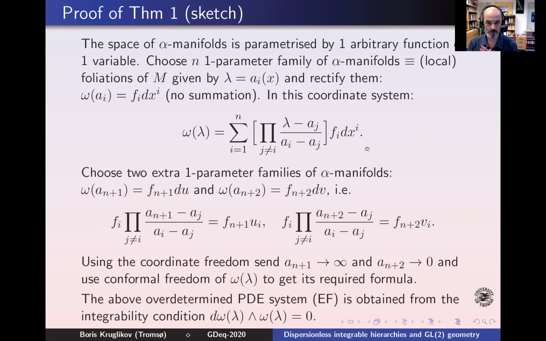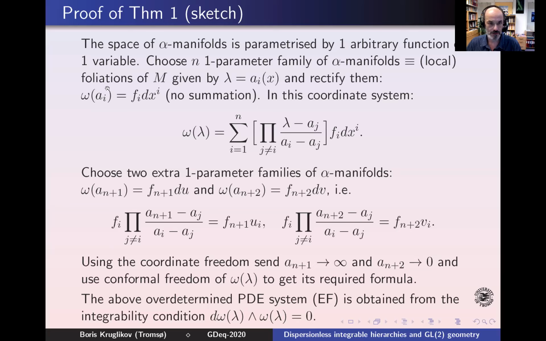Okay, so let me give you an idea of the proof. In general, the space of alpha manifolds is parameterized by one arbitrary function of one variable. We don't need all of those. Let's just choose n particular ones and rectify them. So we have one foliation which is x1 equal to constant, the other foliation which is x2 equal to constant, and so forth. That will be our coordinates.